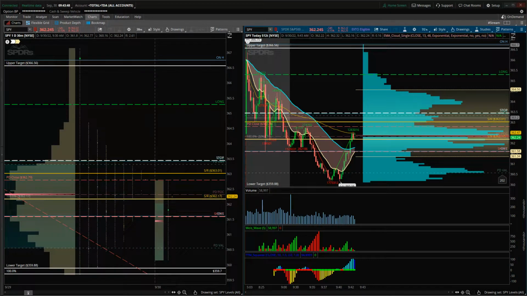If we get the pullback. We might not. And if that's the case, well, we just missed the first play, and that's okay. Well, second play, technically. Our first play was the previous day close short.